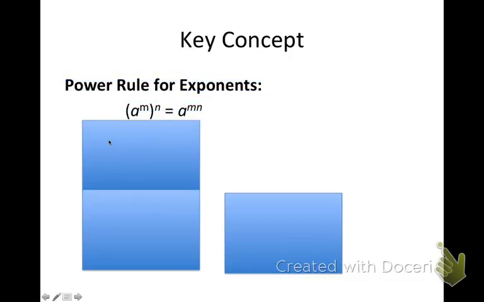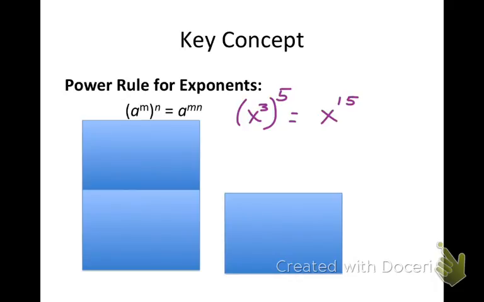Okay, almost there. Power rule. So we had power of products. Now we're doing the power rule. So if you have a to the m to the nth power, you're going to multiply your exponents together. So if I had x to the third to the fifth power, it would become x to the 15th.